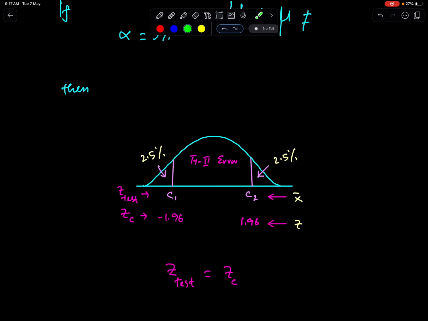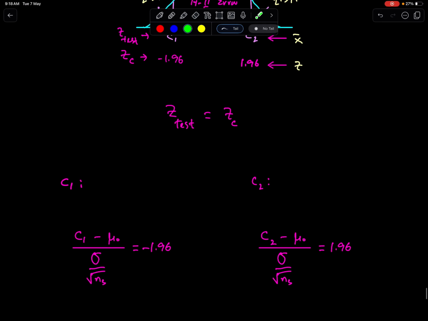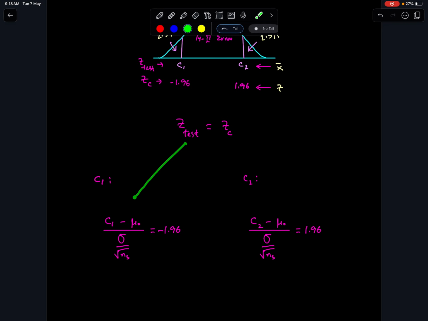You all know for critical regions we equate Z test with Z critical. So for C1 we need to write Z test, Z critical. Z critical is minus 1.96 and Z test is C1 minus the value of H0 here, which is mu naught, divided by standard deviation. From this equation we can get C1.